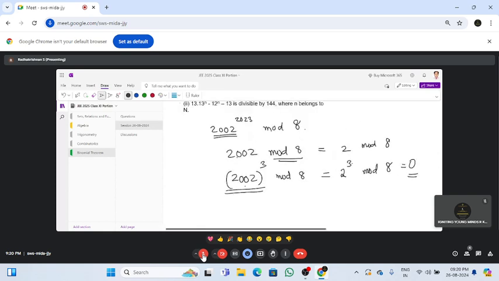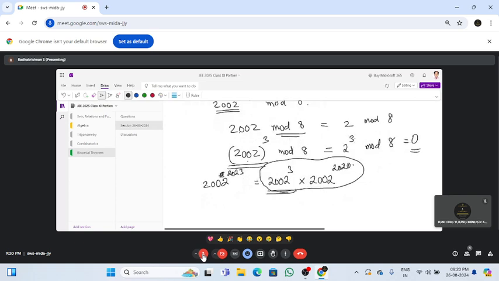Okay, so if that is the case, 2002 to the power of 2023 can be written as 2002 cube into 2002 to the power of 2020. So when this is divisible by 8, this whole thing is going to be divisible by 8, right? Therefore, 2002 whole to the power of 2023 will be divisible by 8.